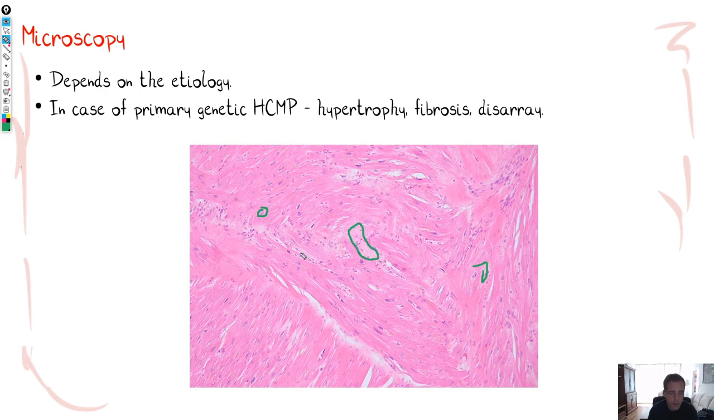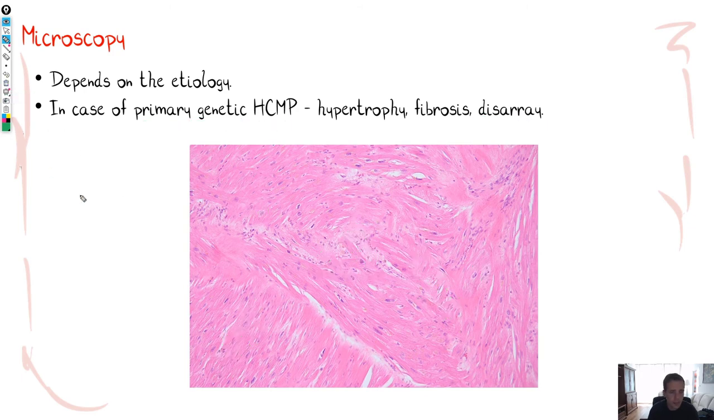But what's quite typical for primary genetic hypertrophic cardiomyopathy is something that we call disarray. Disarray means that the heart muscle cells are not arranged in parallel fashion, as you can see here, but they create something like a 3D web, some sort of meshwork, in which the heart muscle cells are intermingled in all three directions. You can see it here, for example. This is called disarray. And it's quite typical for primary genetic hypertrophic cardiomyopathy.